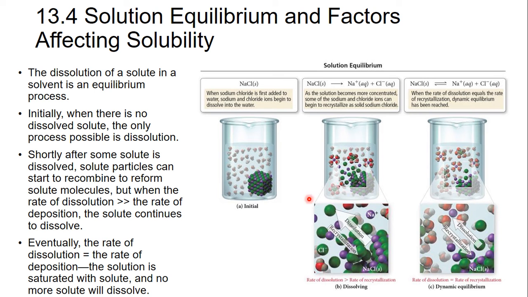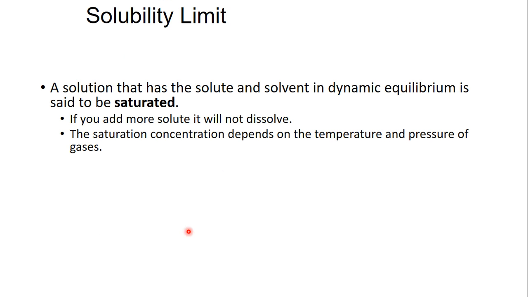But eventually, you will get to a point of equilibrium. And remember, at equilibrium, your reaction does not stop. What it means to be at chemical equilibrium is that your two opposite rates have the same speed. So at equilibrium, the rate of particles coming off of the solid is equal to the rate of particles going back into the solid. Or, dissolution and recrystallization have the same rates. That is what it means to be at equilibrium, right?